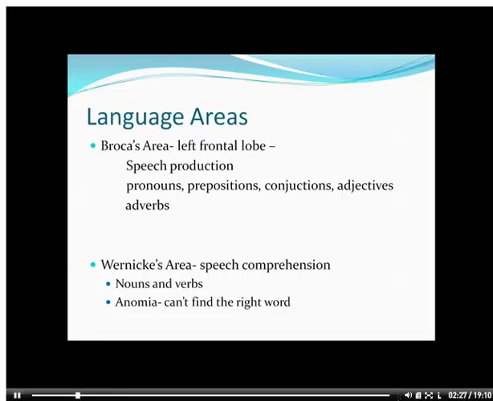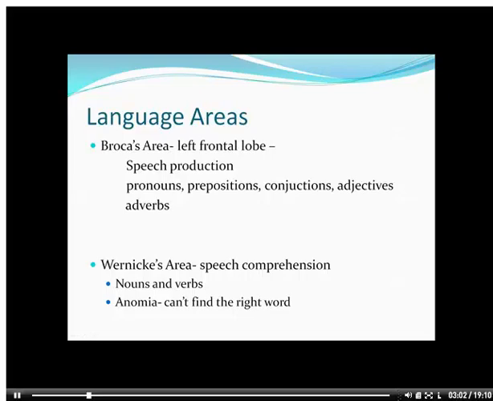And so when he died, Paul Broca examined his brain, and he found that there was a black area in the part of his brain in the left frontal lobe. Subsequently, Paul Broca also examined other people with language difficulty, and he found damage in the same area, and that's where they got the term Broca's area. So what they believe is that Broca's area is for speech production. But it's also interesting to note that they think that pronouns, prepositions, conjunctions, adjectives, and adverbs are processed there more.